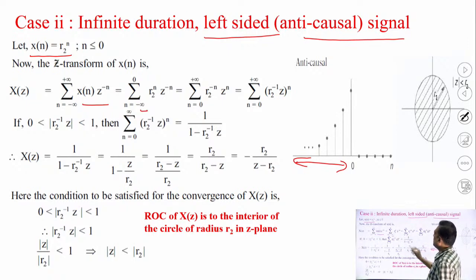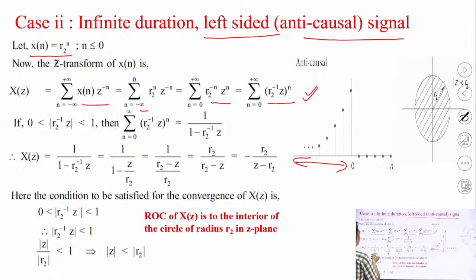Now we will put n equals to minus n, so that these limits will be changed. So the limit will be from 0 to infinity, and in place of n we will write minus n. So here r to the power minus n z to the power n, which we can write as r to the power minus 1 z to the power n. Again this series converges only when this value lies between 0 and 1. Okay. So this condition should be met if we want this series to converge.